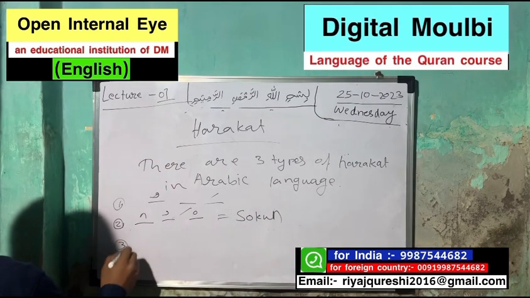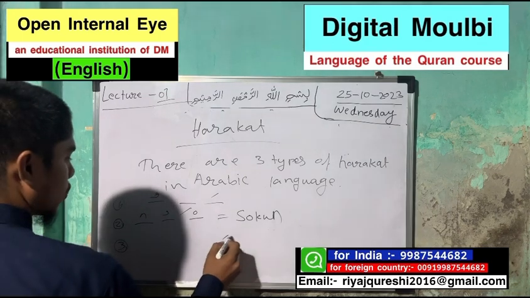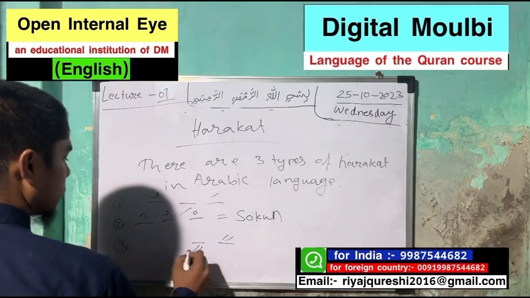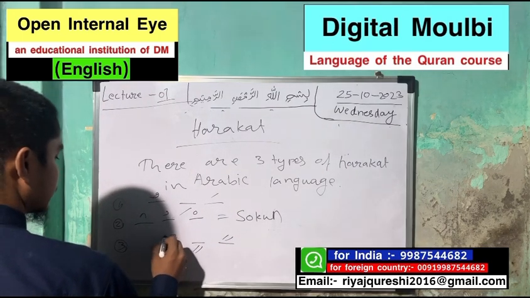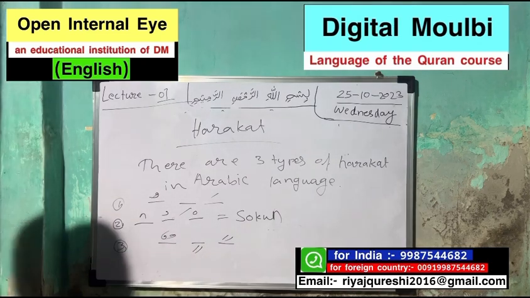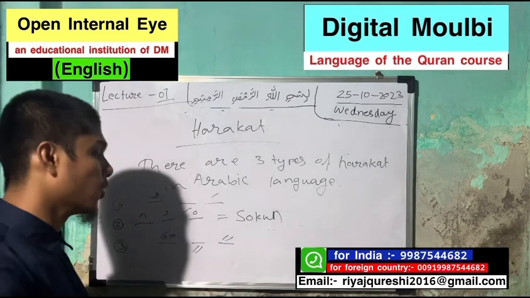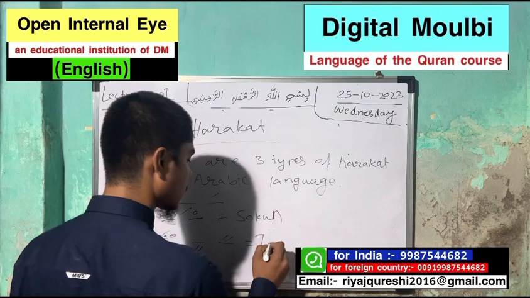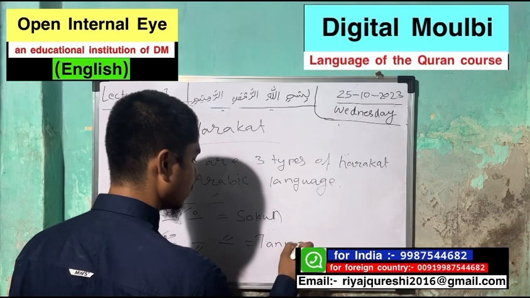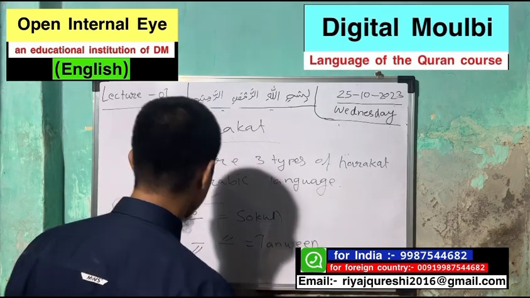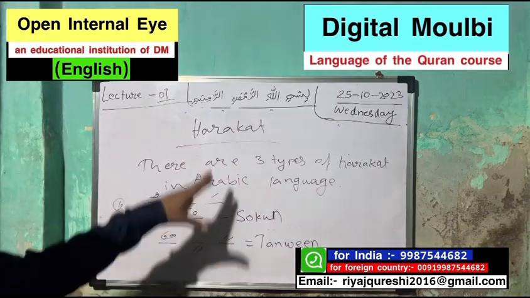Number 3 is 2 jabar, 2 jer, and 2 pesh. These are called tanween. So these are the 3 types of harakat.